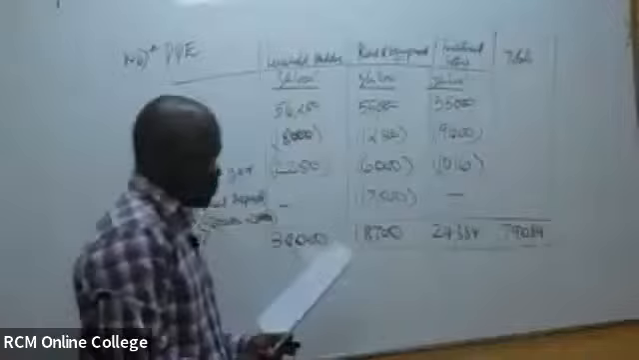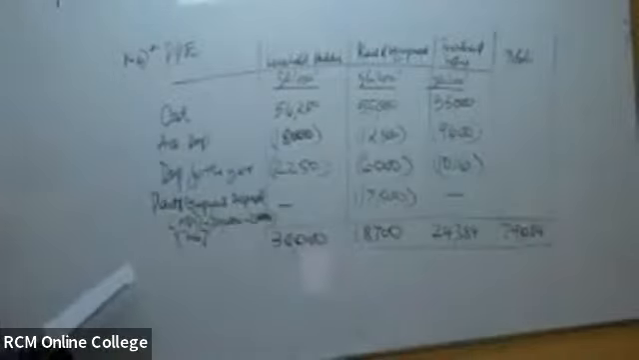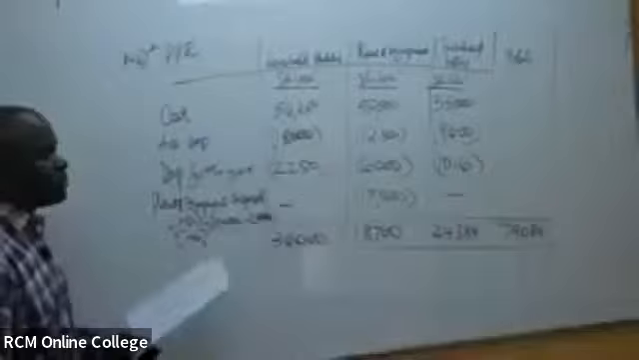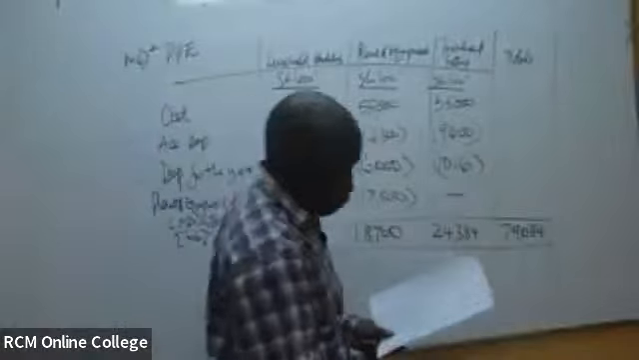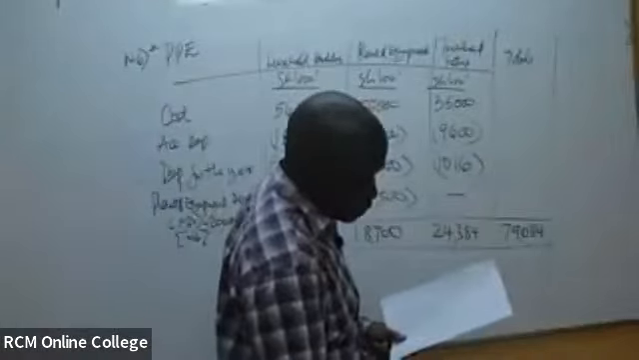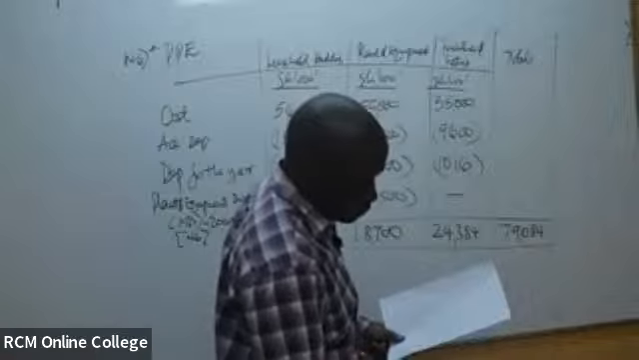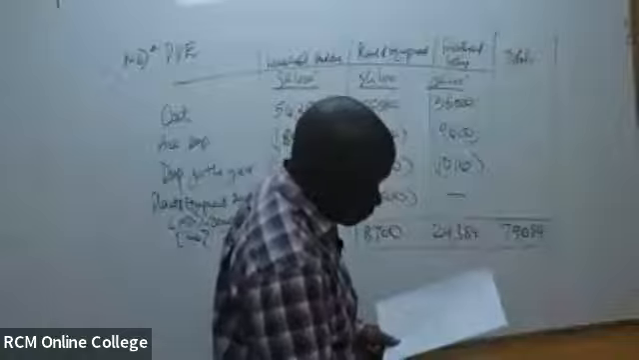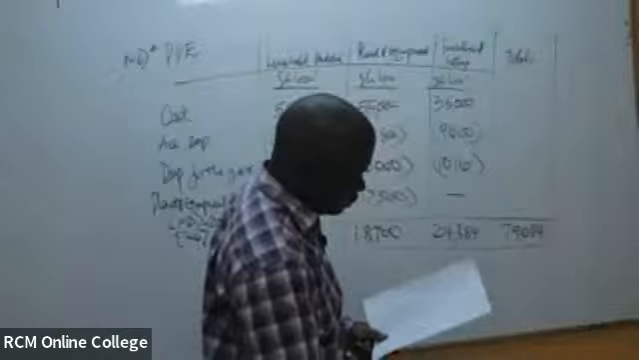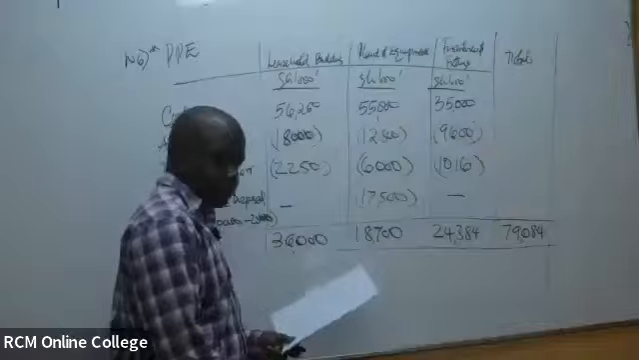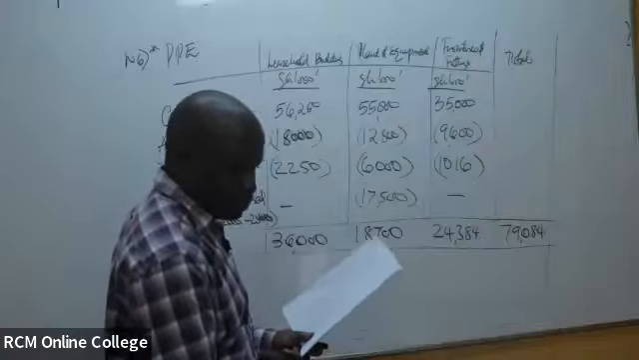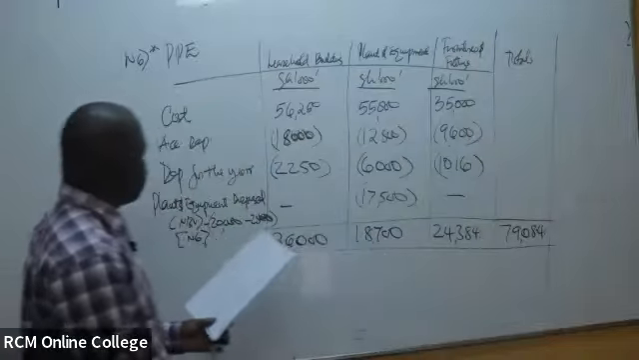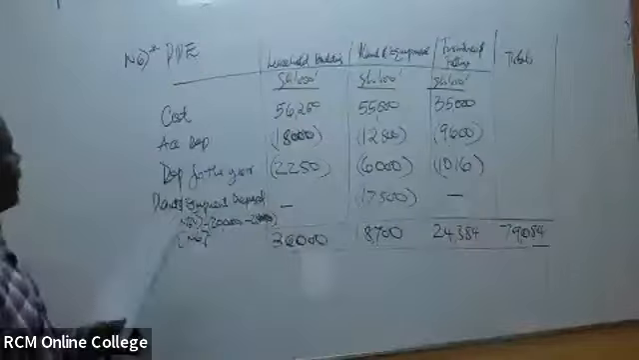So hope you've been able to copy it. Just copy it very fast. In this case, we look at the statement of financial position. Where are we adding back depreciation?